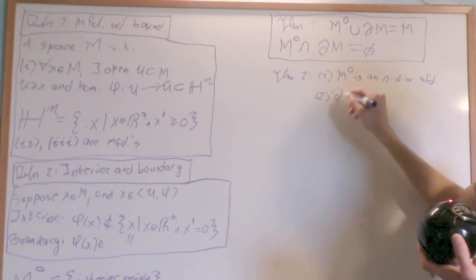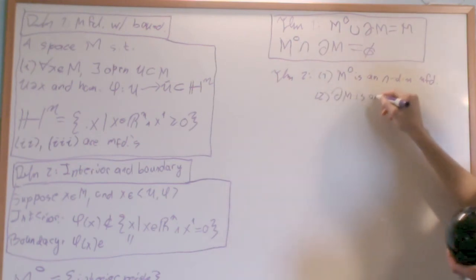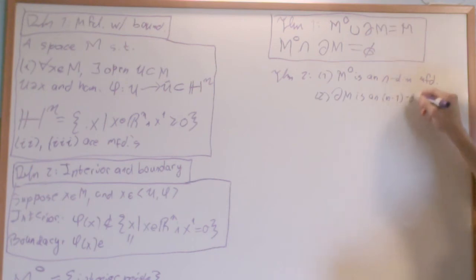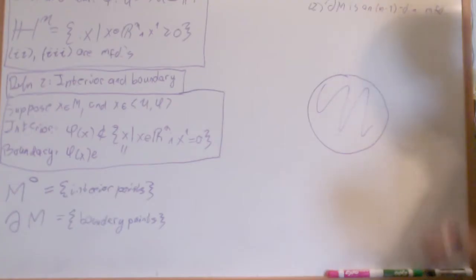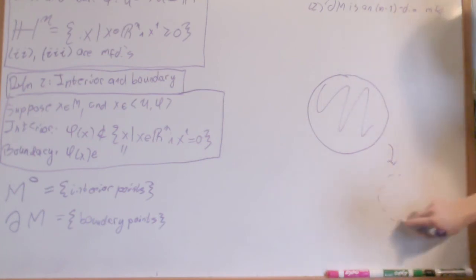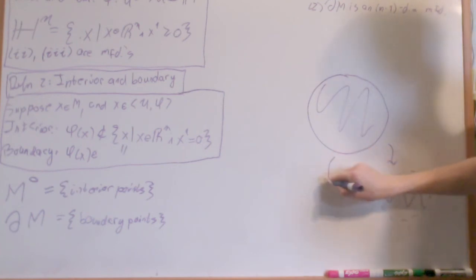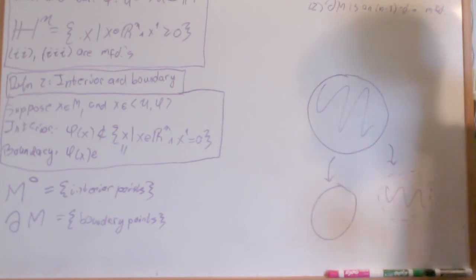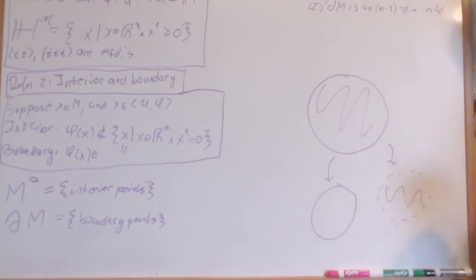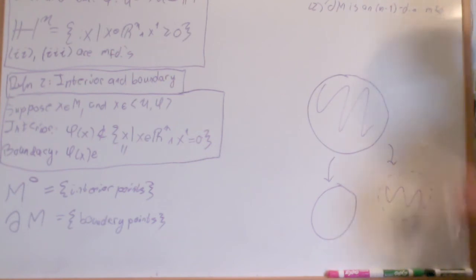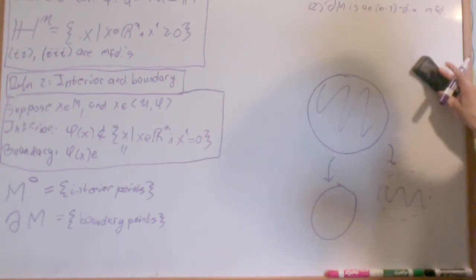Part 2 is that the boundary of M is an n-1 dimensional manifold without boundary. So for instance, in that ball I had here, there's the interior right here, and then there's also the boundary. The boundary is a circle, that's a 1-dimensional manifold. This is a 2-dimensional manifold. And that's what this theorem is saying just in general.